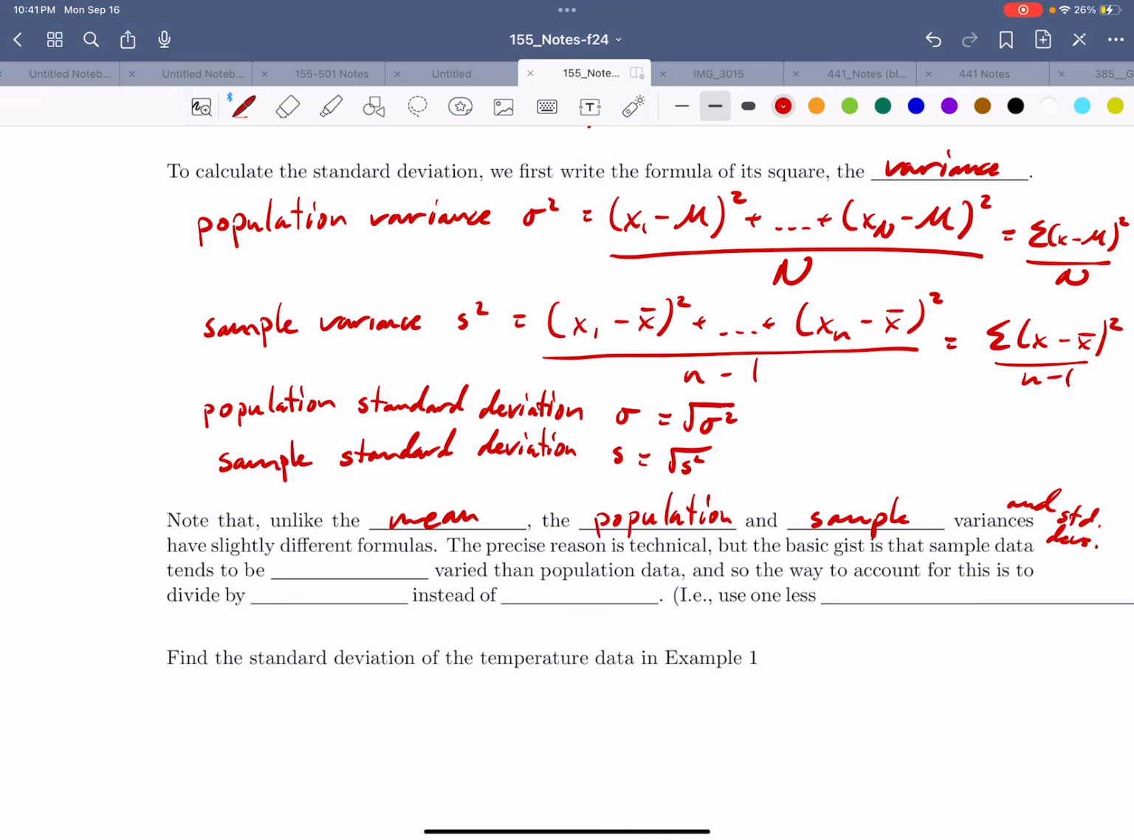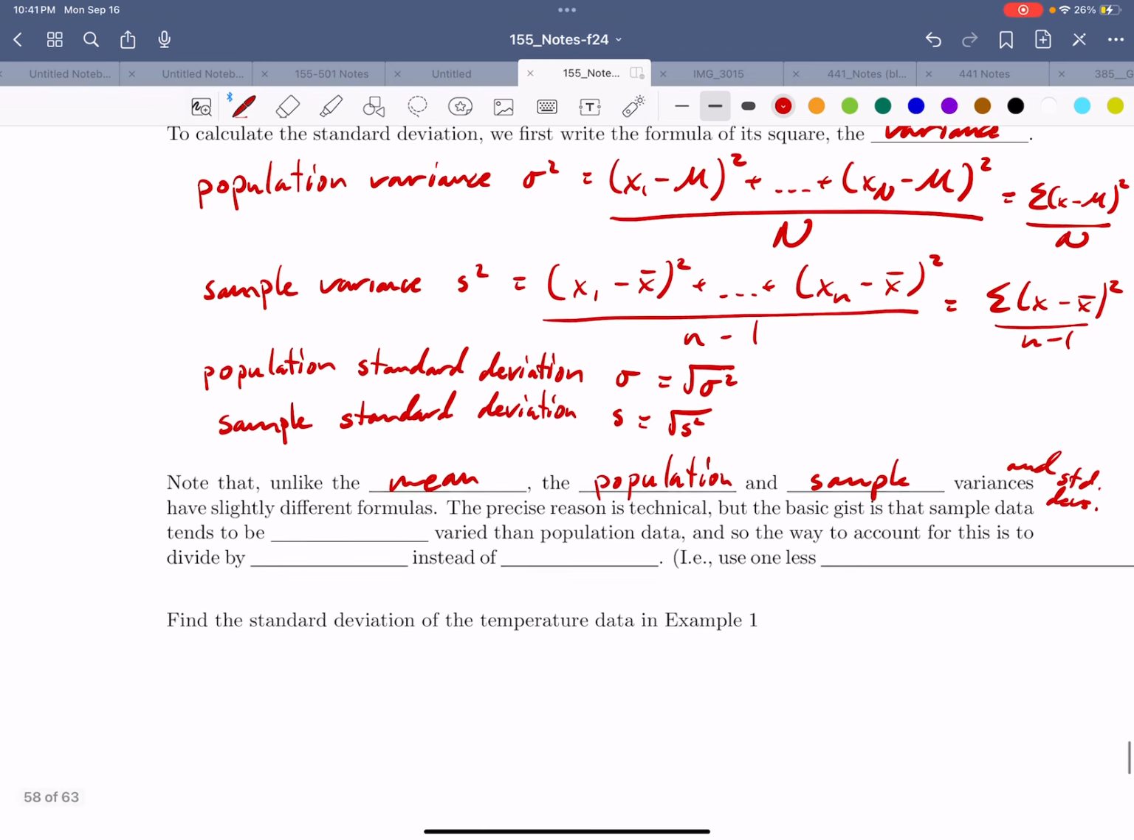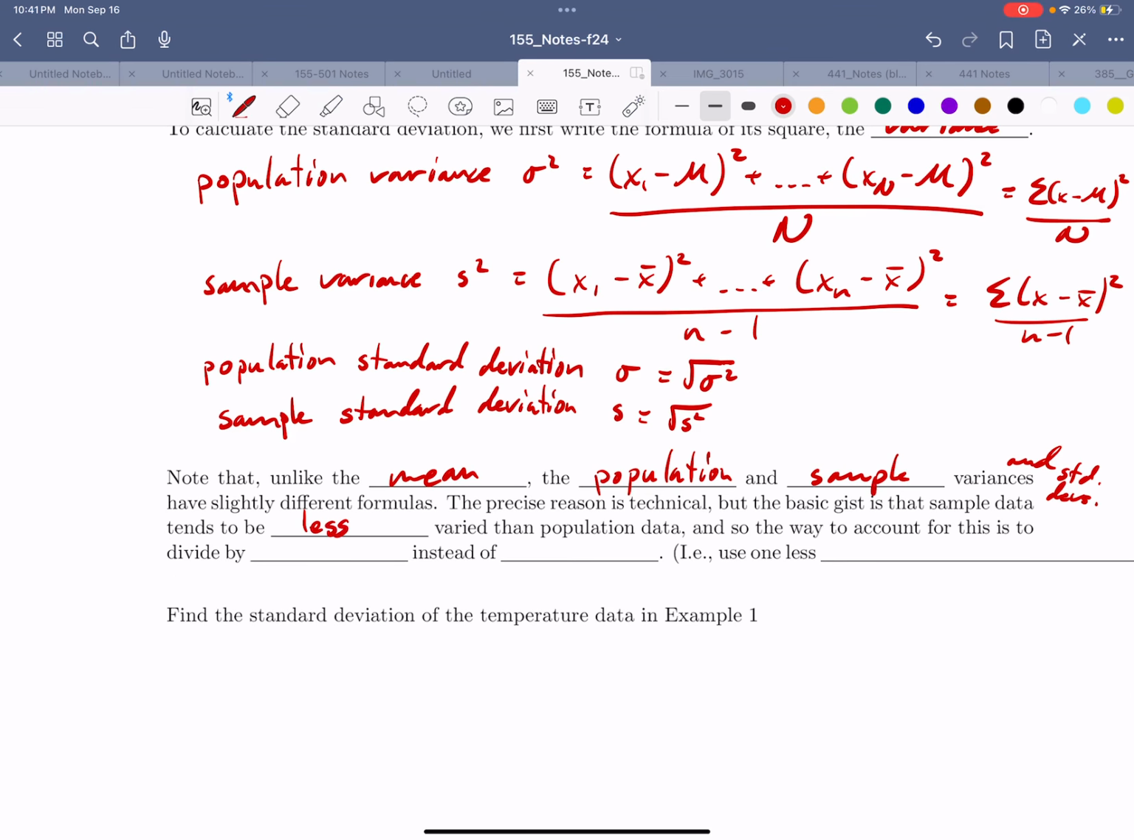A real stats expert could probably get into it, but the basic gist is that sample data tends to be a little bit less varied than population data, which makes sense, right? The population can have some really extreme outliers that typically won't get captured by samples. So one way to account for this is to divide by n minus 1 instead of n, i.e., and I think the book uses this term, use one less degree of freedom. Don't worry about what that term means right now.